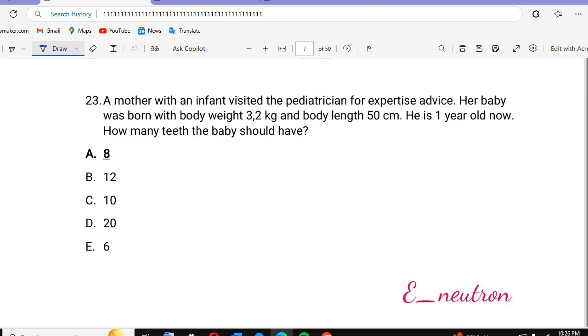Why should I tell the baby? Go to the dentist. है ना? और चलो बता देते हैं.